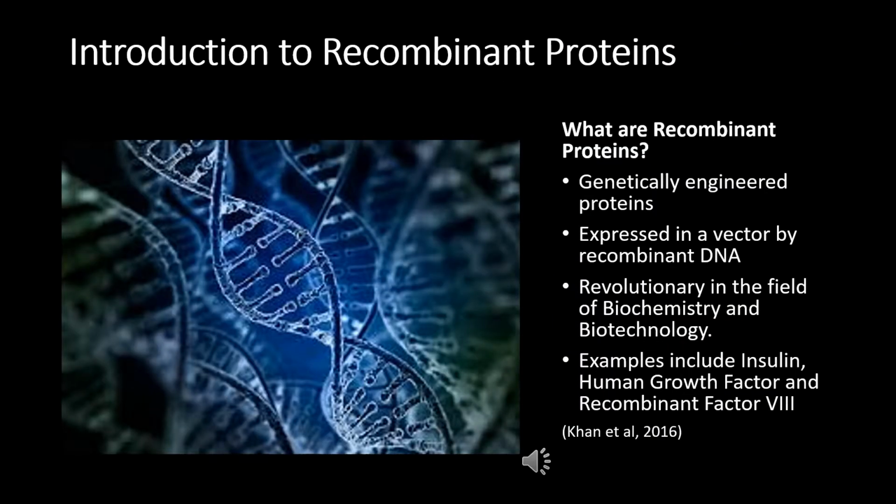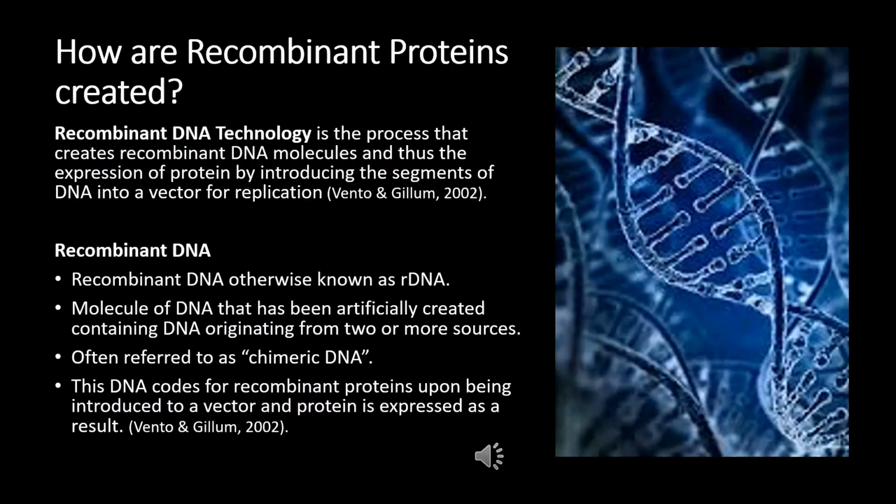And this brings us to what are recombinant proteins? Well, recombinant proteins are genetically engineered proteins that are expressed in a vector by recombinant DNA via a cloned gene. They are revolutionary in the field of biochemistry and biotechnology, and they include examples such as insulin, human growth factor, and recombinant factor VIII. And Belinda will look at these a little bit further on in the presentation.